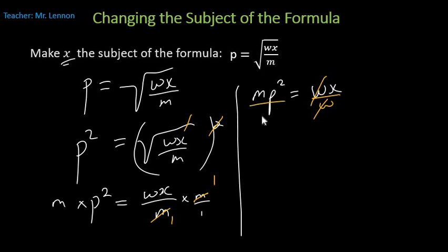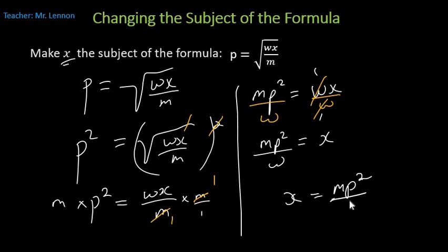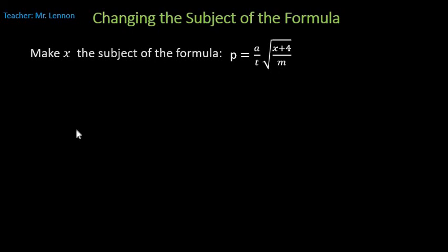But what we do to one side, we do to the other as well. And this will give us w into w goes once, and so we have x being isolated there. And then we write the numerator of mp squared divided by w. In other words, x is equal to mp squared over w. And this is our solution. Let's take a look at the next example.